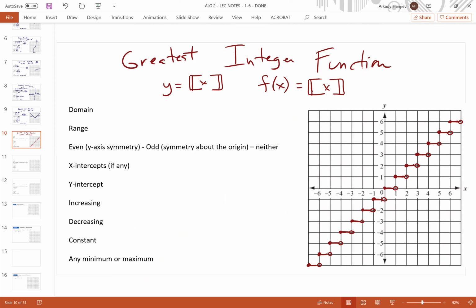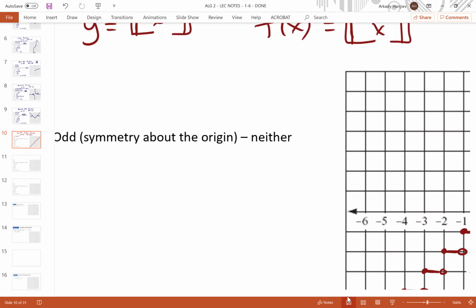So domain, what is the domain? Domain is the set of all real numbers, so from -infinity to +infinity. Notice that if I were to give you an x, you guys can give me a y value. In fact, let's try a little bit of this. Let me jump back to the graph real quick here.